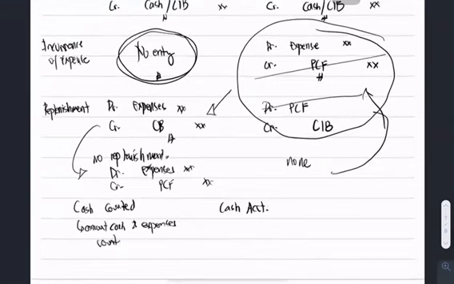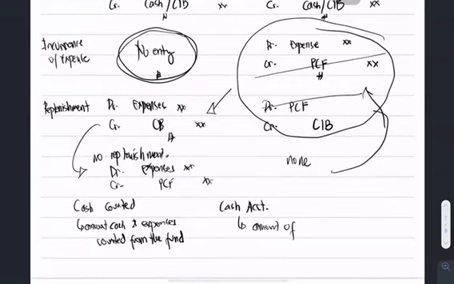Okay, it is the amount of cash and expenses counted from the fund, while cash accountability is the amount of petty cash fund set up. It is the amount set up as petty cash fund. So, for example, we are to set up 15,000 petty cash fund. Our cash accountability is 15,000.